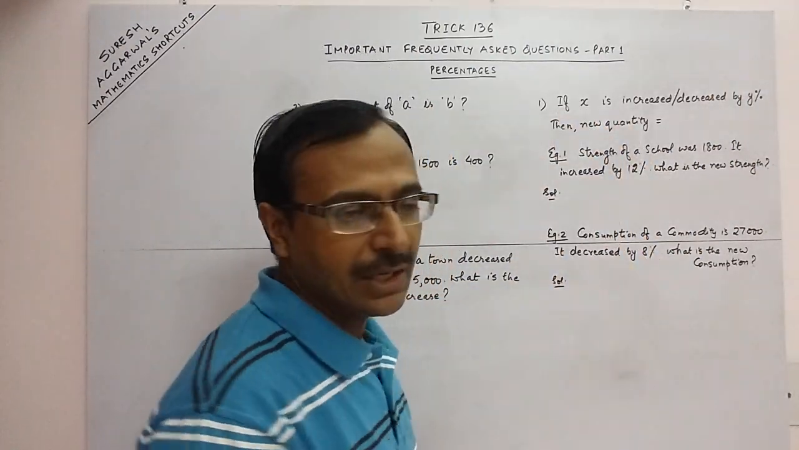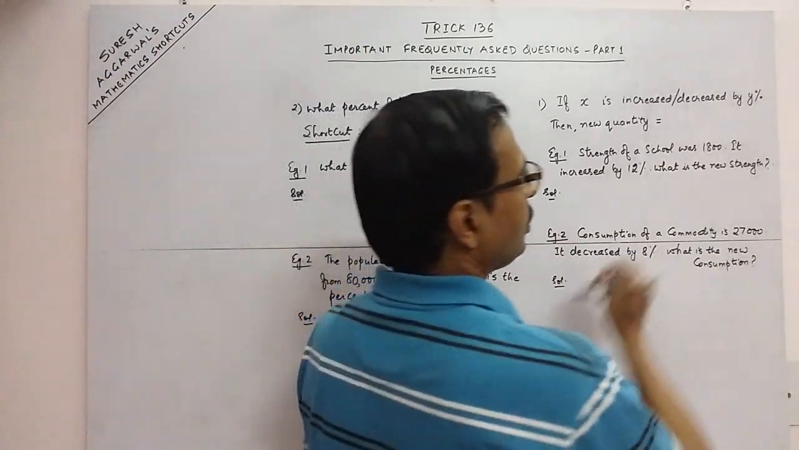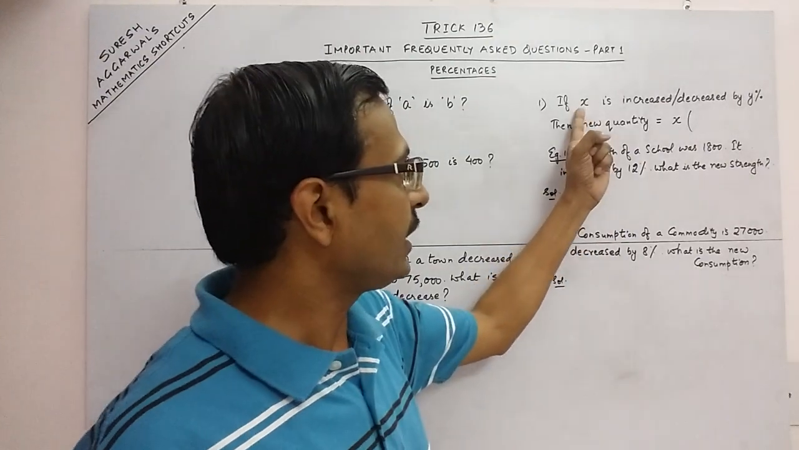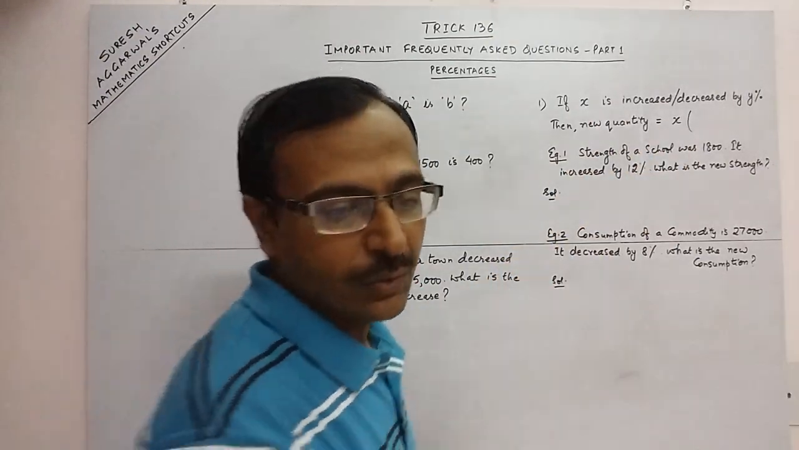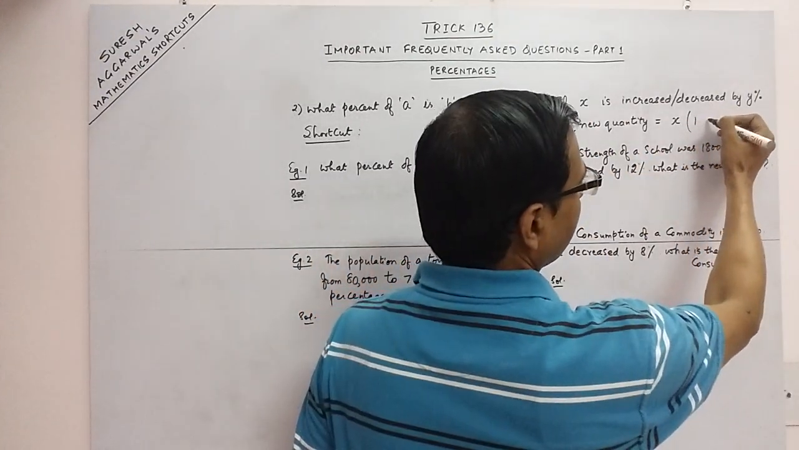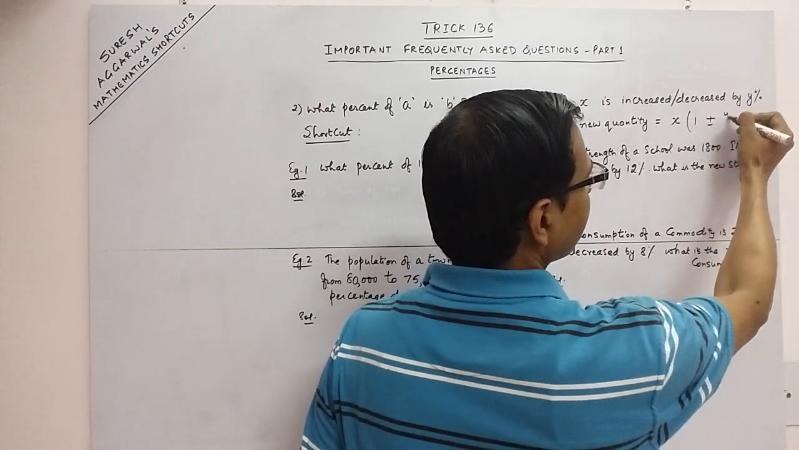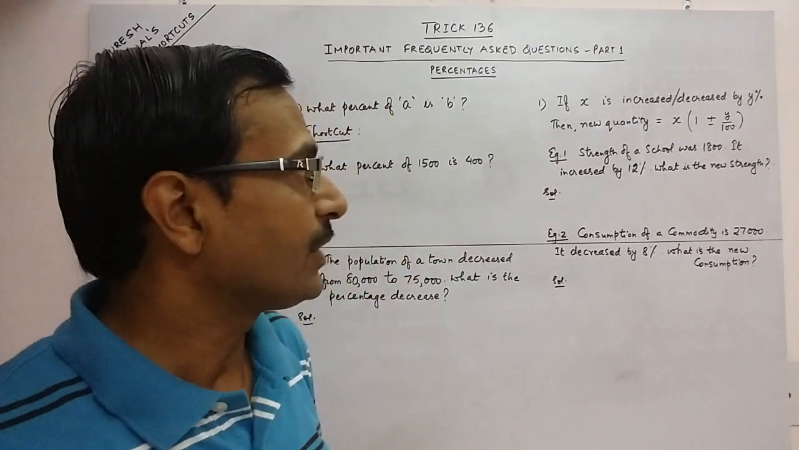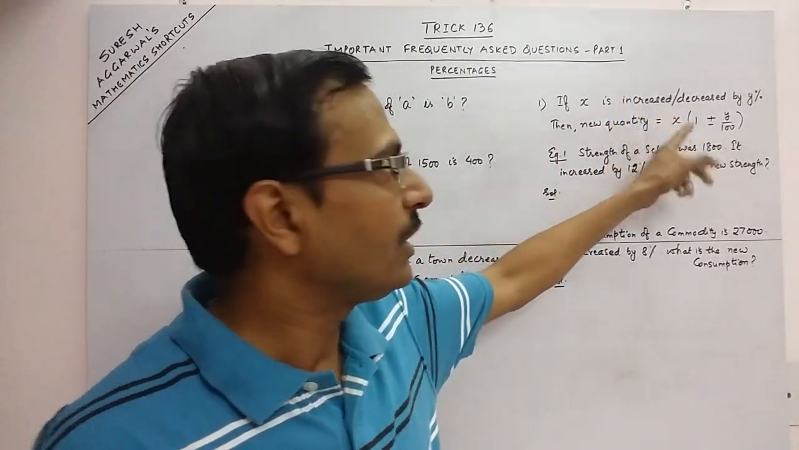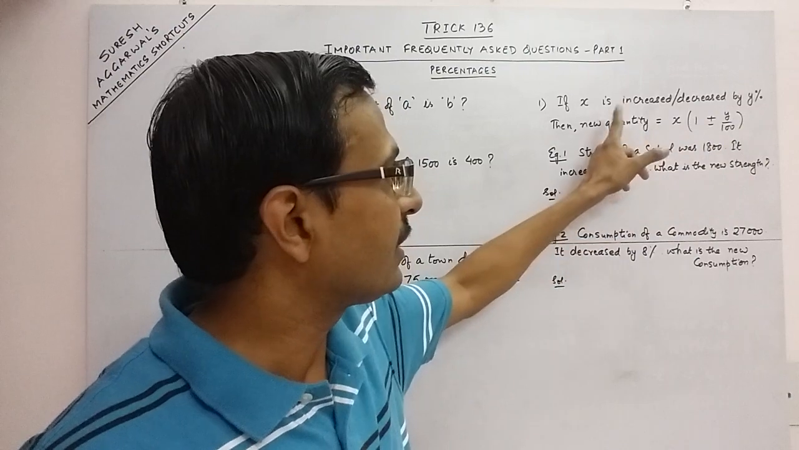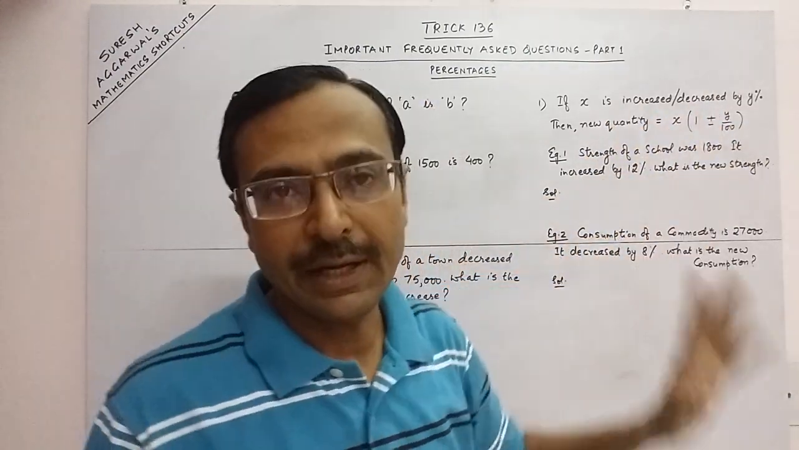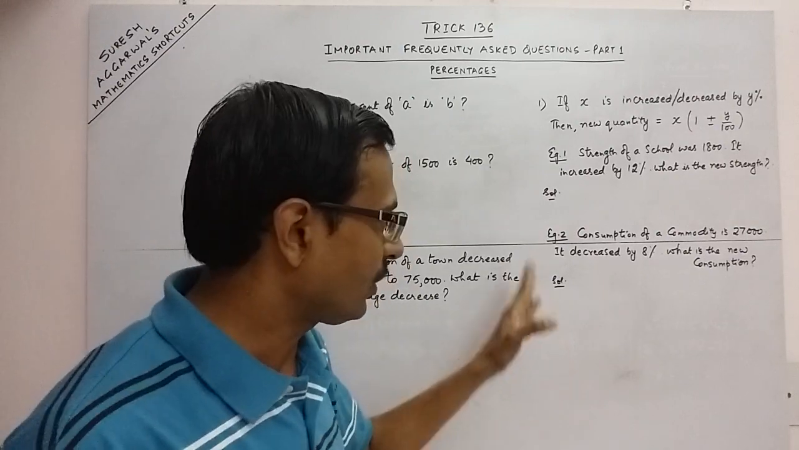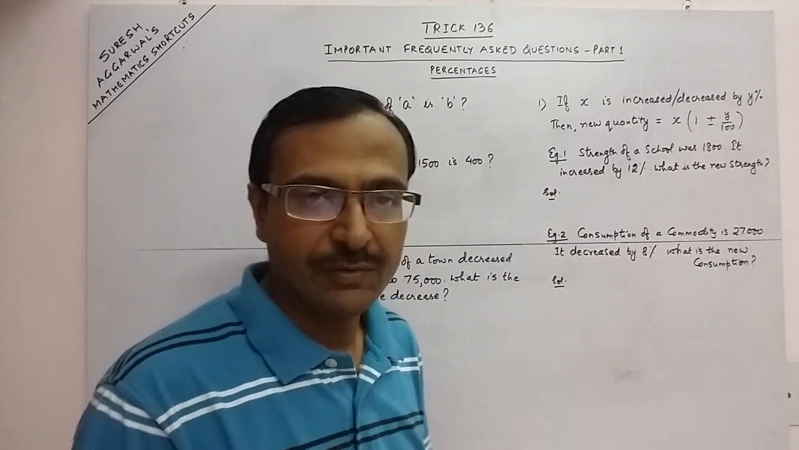Now if x is increased or decreased by y%, then we have to find a new quantity, and this new quantity can easily be found by using this expression. We write the quantity x first and then we write 1 plus or minus y%, that is y upon 100. So if the quantity x increases then we will use the positive sign, and if it decreases then we will use the negative sign.